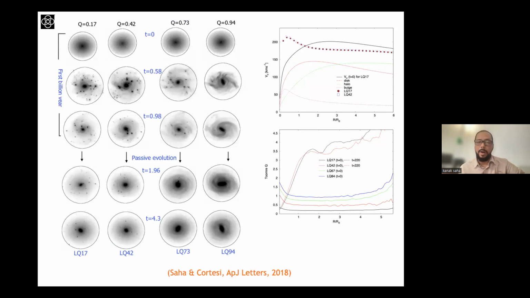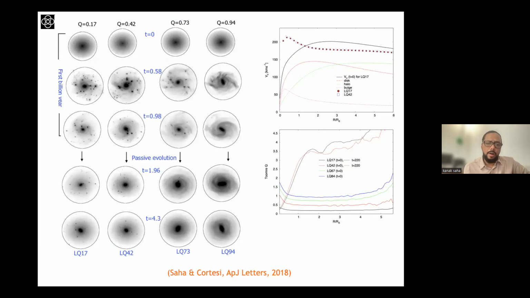So from hotter to colder, if you can see around q equals 1, the disks don't fragment and form a nice bar. And as you go from the right to the left side here, you can see that the cold disk, which fragments not very violently, is not the one which is growing a bar at the end.